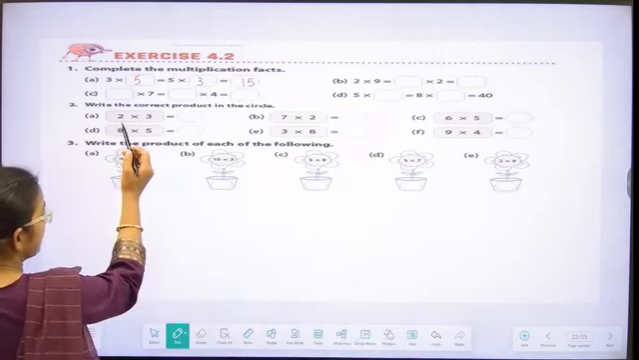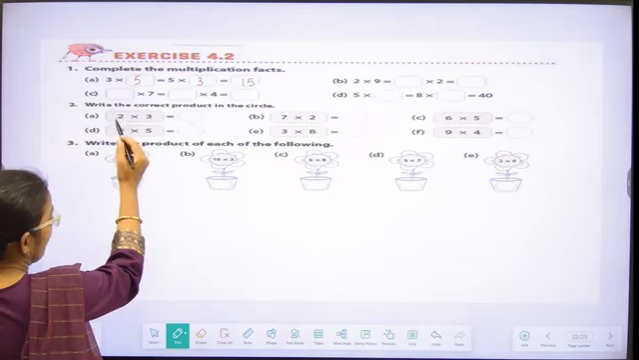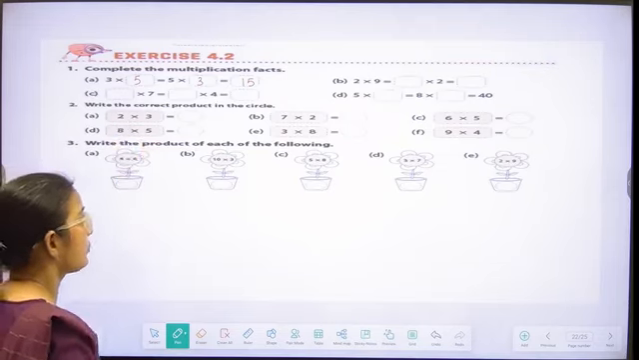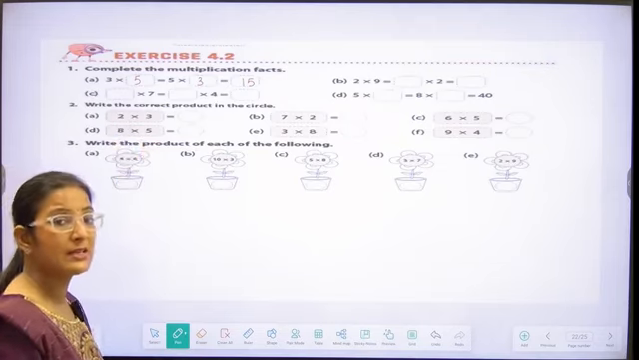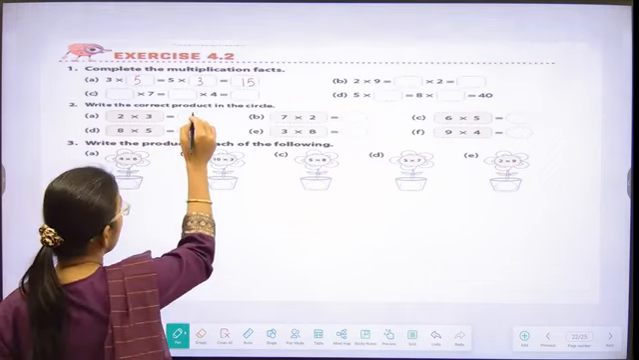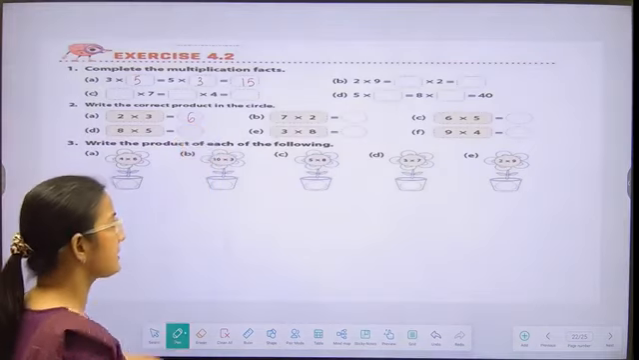In the first one, student, what we have to do? We have to multiply 2 multiplied by 3. So 2 multiplied by 3 gives me what? 6. So our correct product is 6. So we have to write 6 in the box.